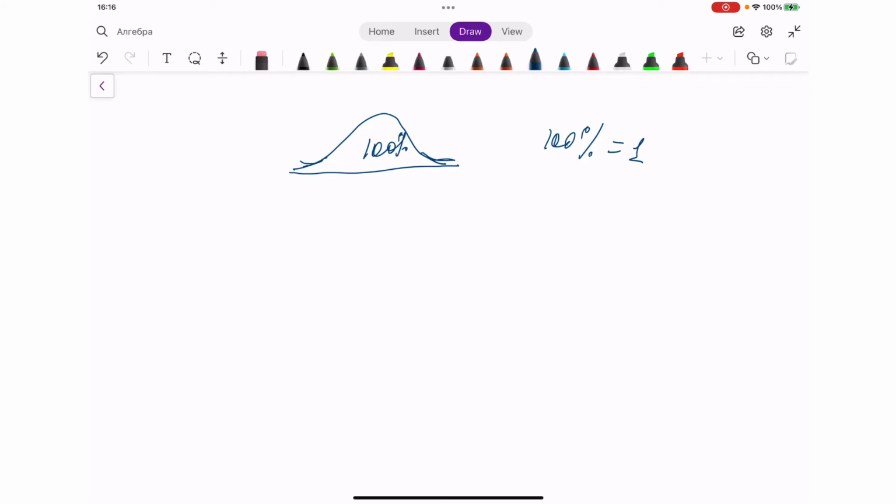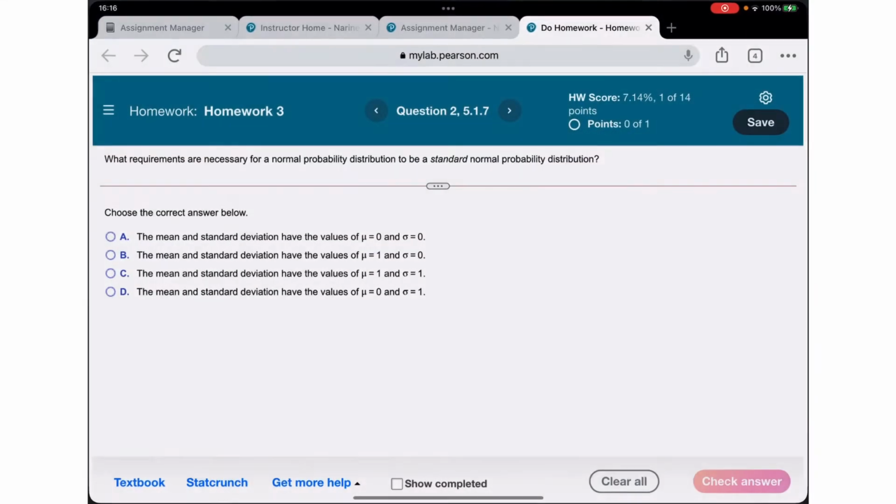Actually, I will put the lecture underneath, so you will watch it. I don't want to lecture now. This is for homework to complete.